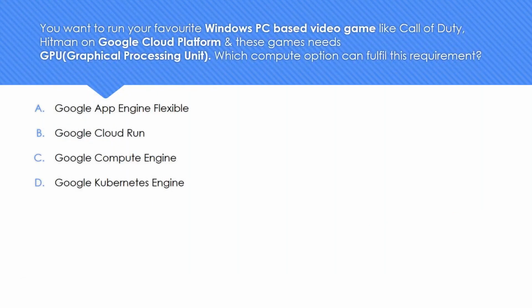This is a question which I have created, folks. You want to run your favorite game, and if you're not a game lover, please ignore this question. If you want to run your favorite Windows PC based game like Call of Duty on Google Cloud Platform, and these games need GPUs, which compute option can fulfill this requirement?